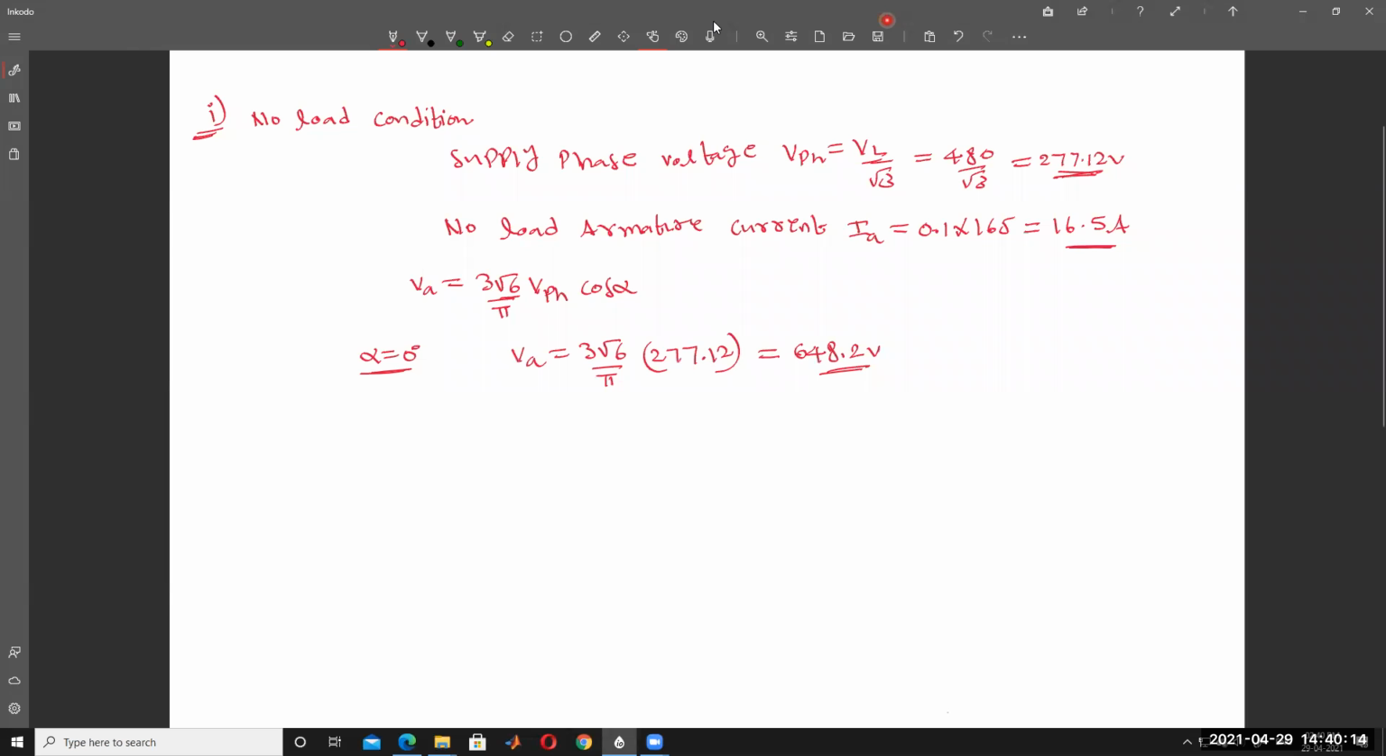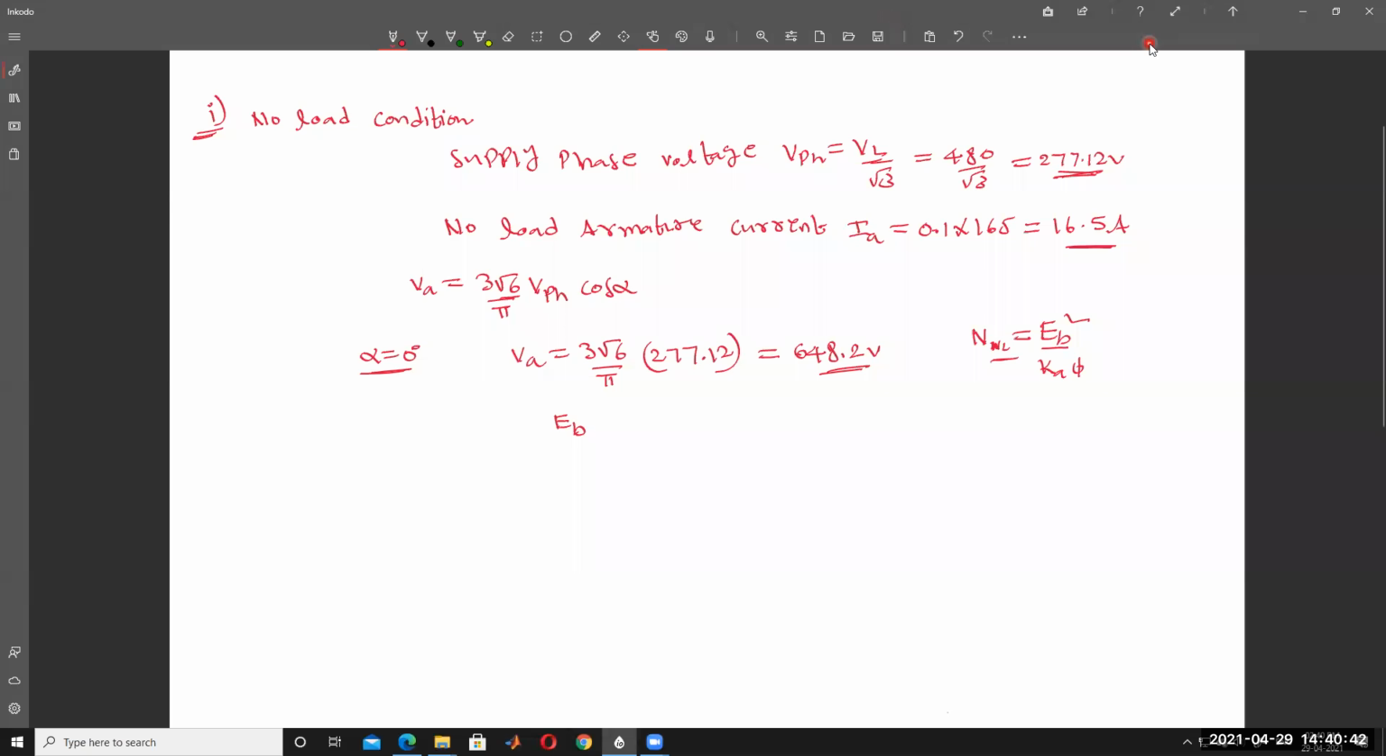Back EMF EB is equal to... Here our main intention is to find the speed. How to find the speed? The no load speed n is equal to EB by Ka into pi. Ka into pi is also known, so the unknown here is EB.